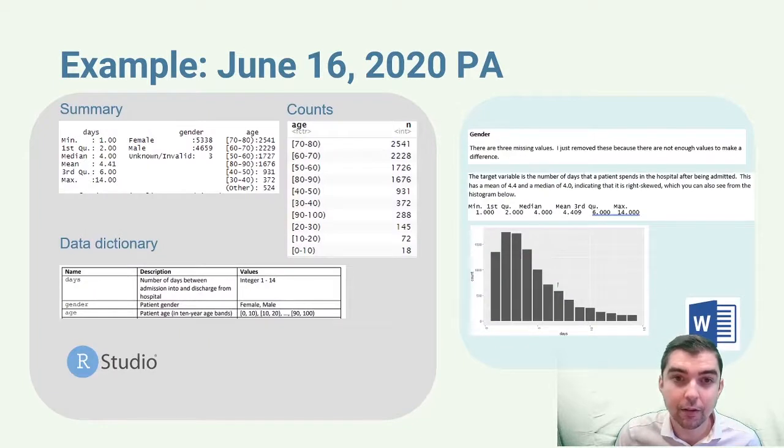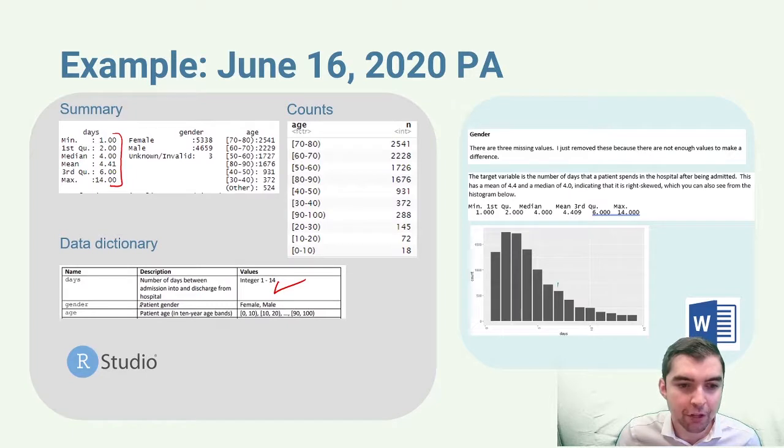Here's an example. This is from June 16, 2020. You were looking at 3 different variables: age, gender, and days. On the left, you see everything from RStudio, and on the right, your report in Microsoft Word. You want to look and see that the values here match the data dictionary. I see this goes from 1 to 14, and this says integer 1 to 14. Check. This description is the number of days between admission into and discharge from the hospital.